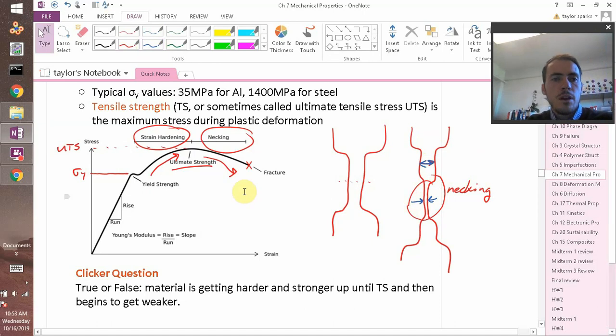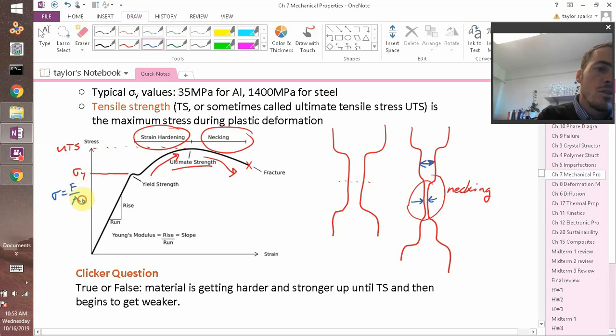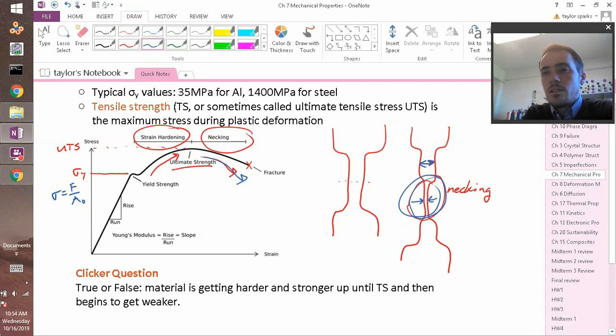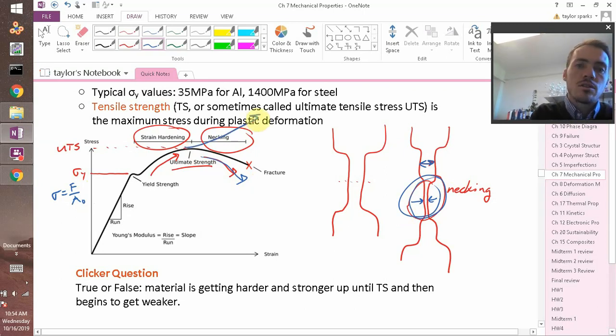The problem with these plots as they're shown here is that this is engineering stress, which is force over the original cross-sectional area. But the cross-sectional area is changing. It's changing here, right? So even though this looks like it's getting lower, that's just because we're assuming it had the same cross-sectional area that it had when we started. And it doesn't. It's getting smaller. In fact, if you accounted for the change in the cross-sectional area, you'd see that it keeps getting stronger.